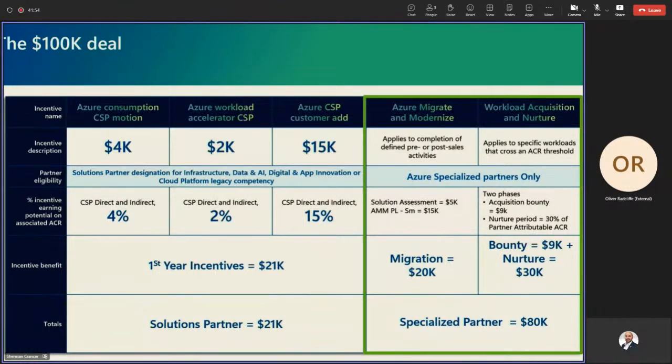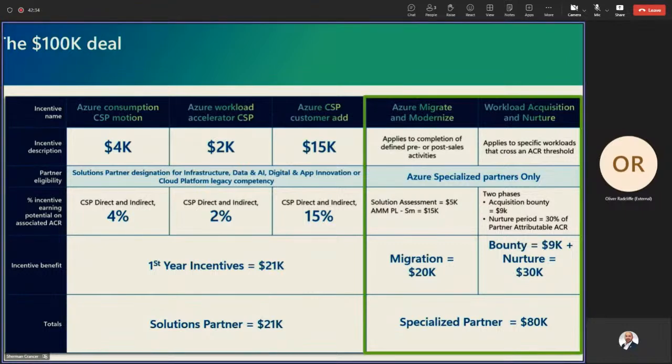Yeah, because on the left hand side, 21, right? But on the right hand side, in this case, we get 5,000 for a solution assessment. And then I didn't even see that before. Yeah, we do the migration. That's 20,000 we asked Microsoft for. And then the bounty with the nurture, 30% of the 100 grand ACR. Holy shnikes, right? Now we have 80% or 80,000 off of a $100,000 deal. Ridiculous. Holy Moses. And that's why my big thing is we all have to make sure our partners get to advanced specialization, because that's where the buckets are. That's where the money is.